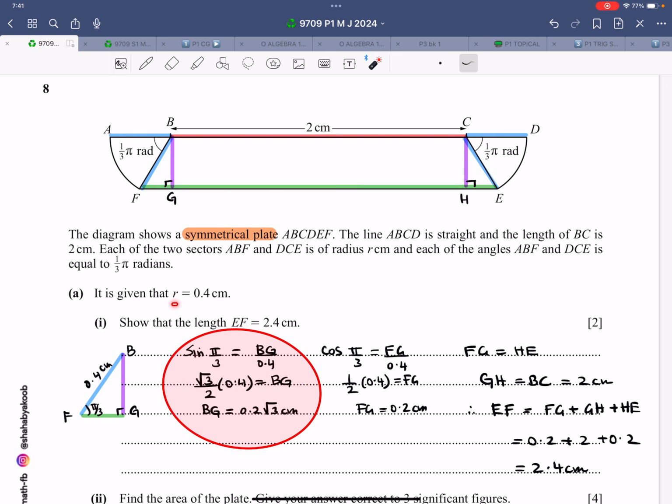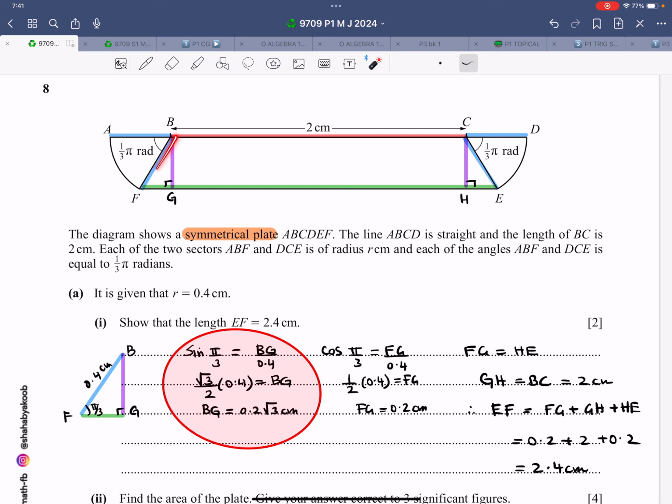First part, it says it is given that R is 0.4. Show that the length of EF is 2.4. Now sometimes I have a habit of doing some extra working, which not necessarily will be used in part 1, but maybe it will be used in part 2.